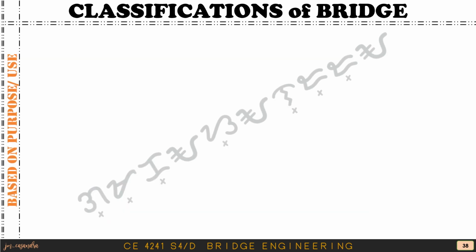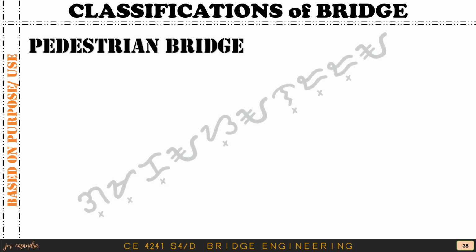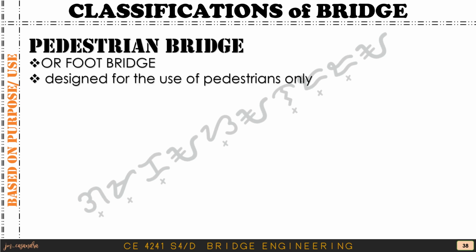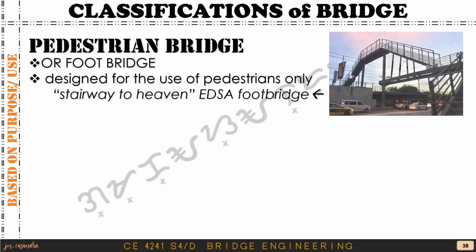Okay. Next, we have based on the purpose or the use. We have pedestrian bridges, or we also call this a footbridge, which from the name itself, is designed for the use of pedestrians only. Some pedestrian bridges also allow bicycles to pass through. An example of a footbridge or pedestrian bridge is the Stairway to Heaven found in EDSA.